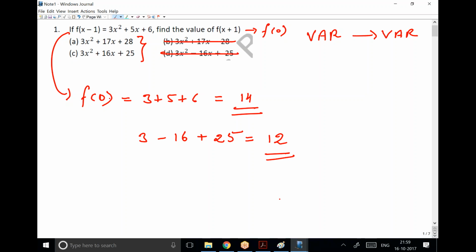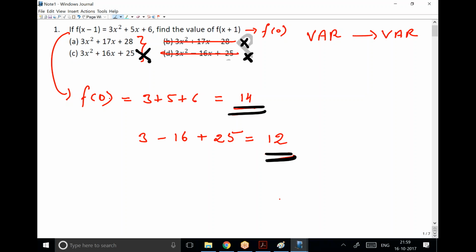Right? So what exactly I have done, you can see here: when you got to know these two answer options are not possible, you picked answer option C here, and according to answer option C, you are getting 12 instead of 14. It means answer option C is wrong.